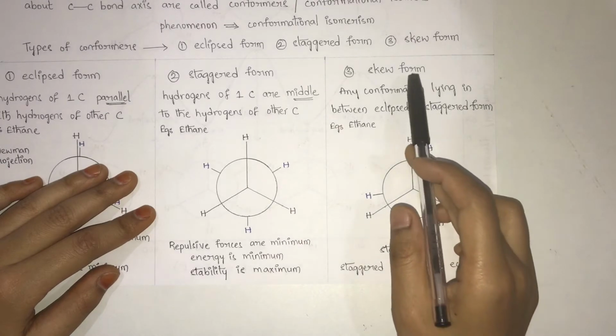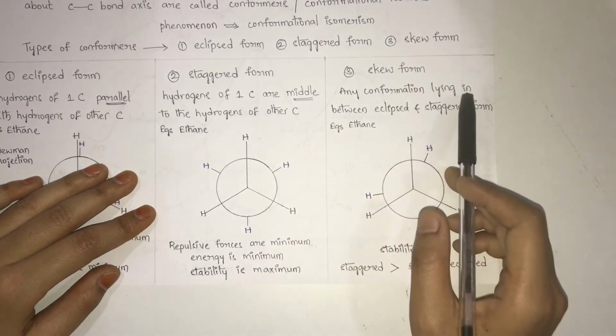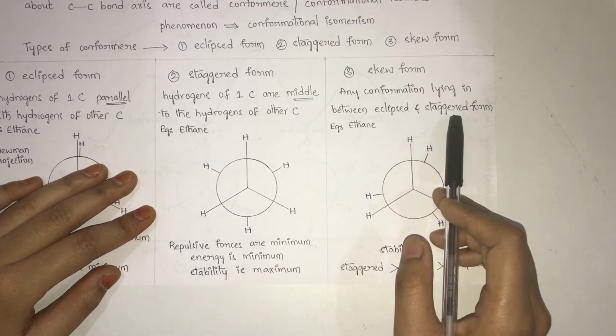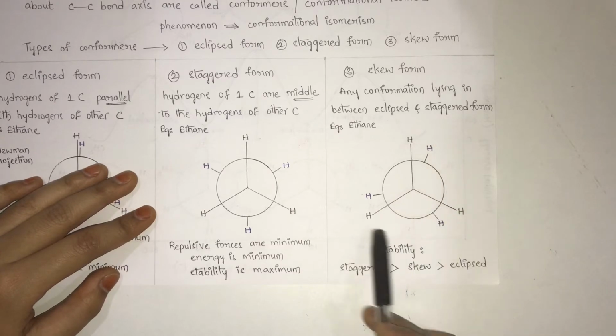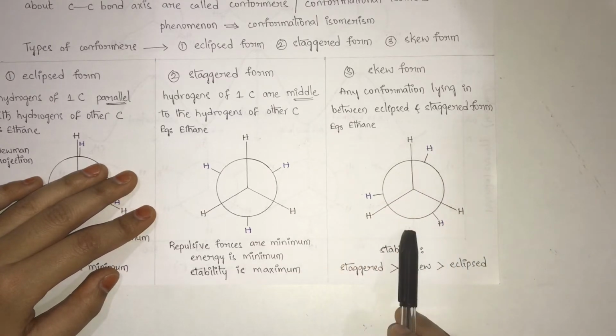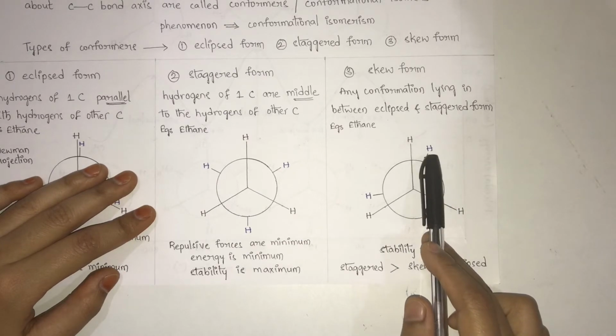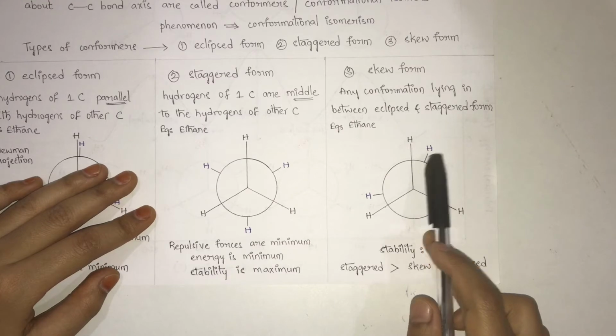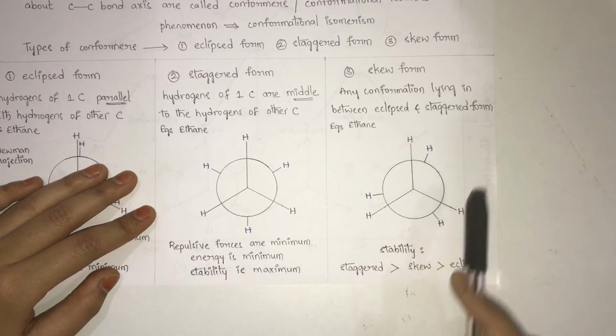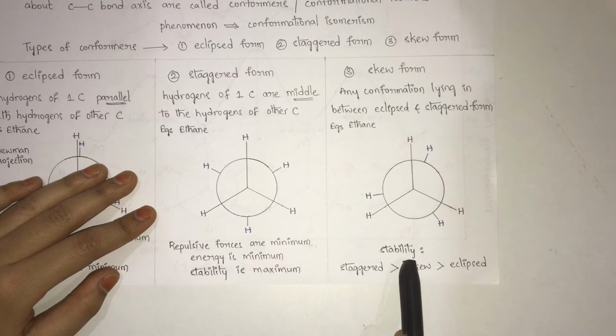Third one, skew form. Any conformation lying in between eclipsed and staggered form is called skew form. Same ethane molecule. In this structure, the back carbon hydrogens are neither according to eclipsed nor according to staggered. The in-between structure is called skew form. Coming to the stability of all the three forms, staggered is more stable than skew form, and skew is more stable than eclipsed form.